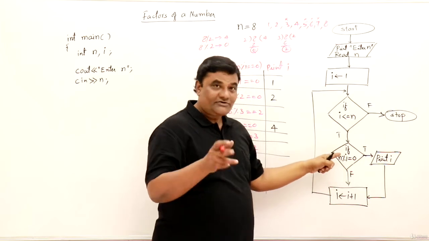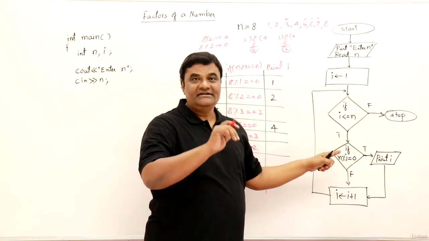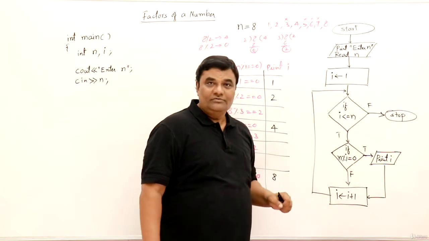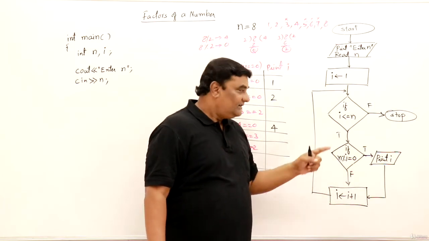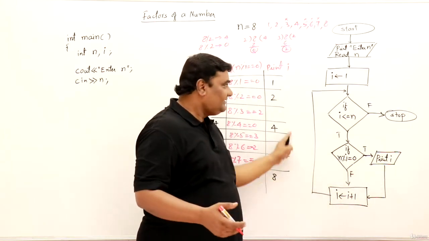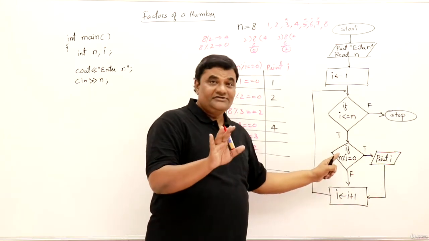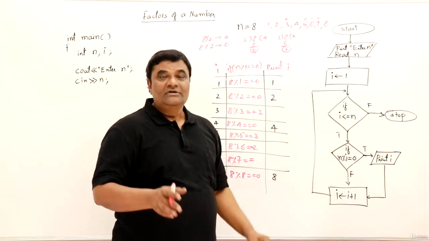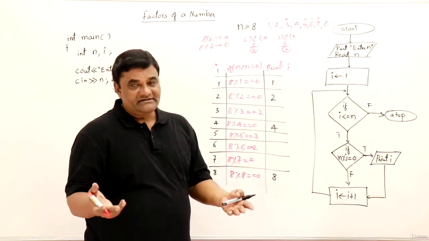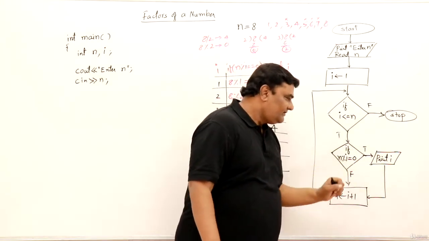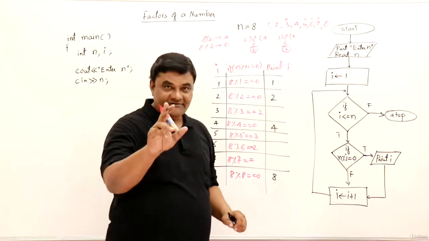Now inside this true, if it is true, then again a condition is there. If n mod i is equal to 0, then print and then increase i and continue. If it is not equal to 0, then also increase i, then continue. Incrementing i is always there, but printing or not printing depends on this condition. If it is true, print. Otherwise, don't print.